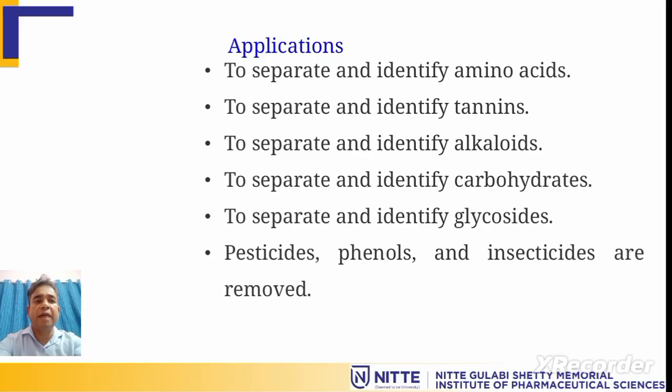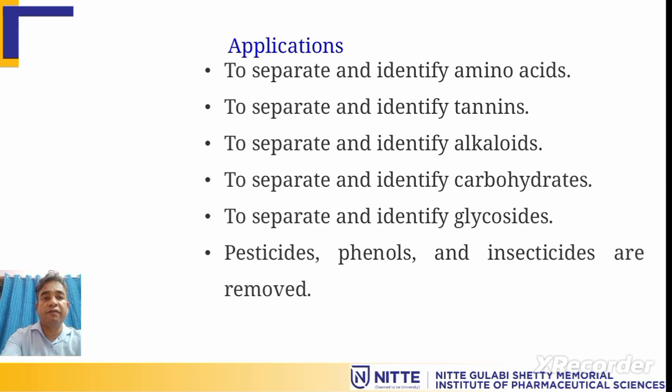After the separation has happened, we place it in the oven to dry, or we treat it in a different method. There is a different method of treatment for each individual component, when you have tannins, alkaloids, peptides, or a carbohydrate. So what is it used for, right?